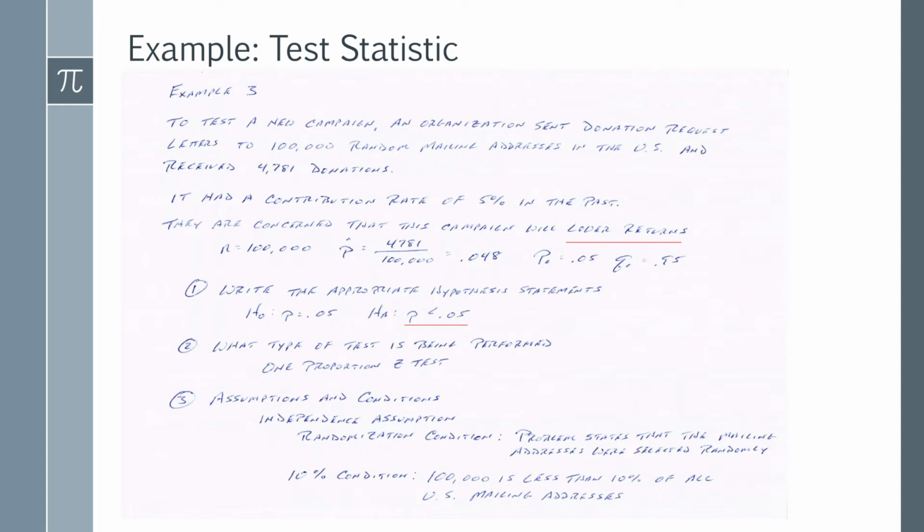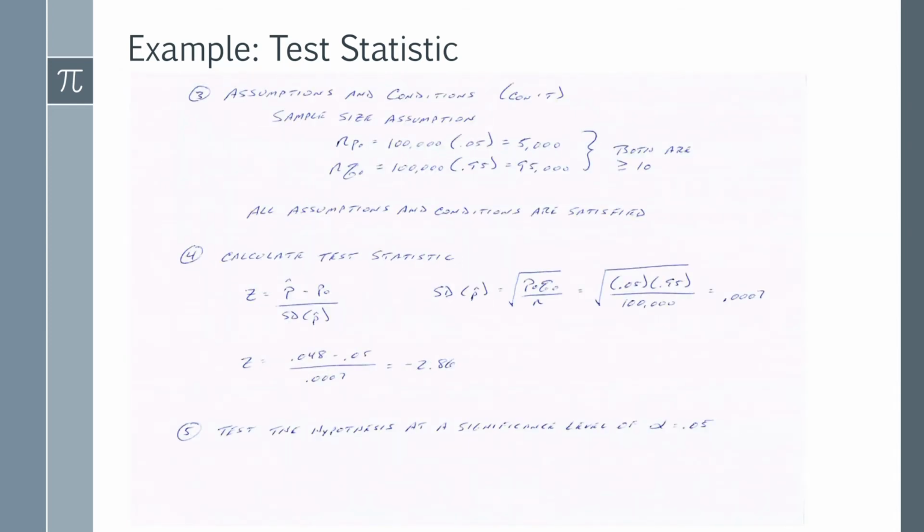Let's look at our assumptions and conditions. Our independence assumption. We'll first look at the randomization condition. The problem states that the mailing addresses were selected randomly. It tells us that right in the problem. The 10% condition. Well, 100,000 is less than 10% of all U.S. mailing addresses. So that condition is satisfied. Those two conditions are satisfied, therefore our independence assumption is satisfied.